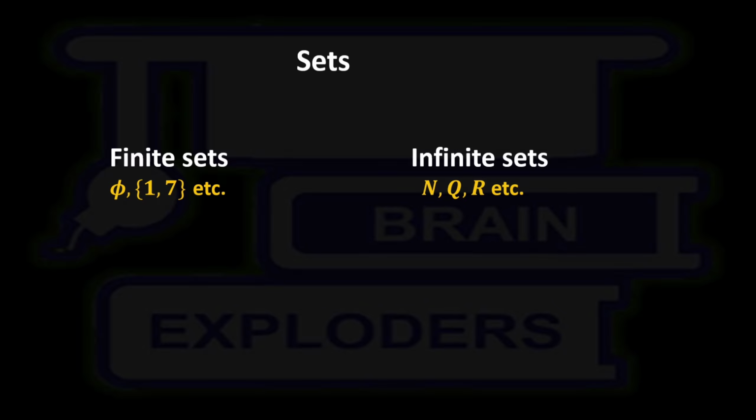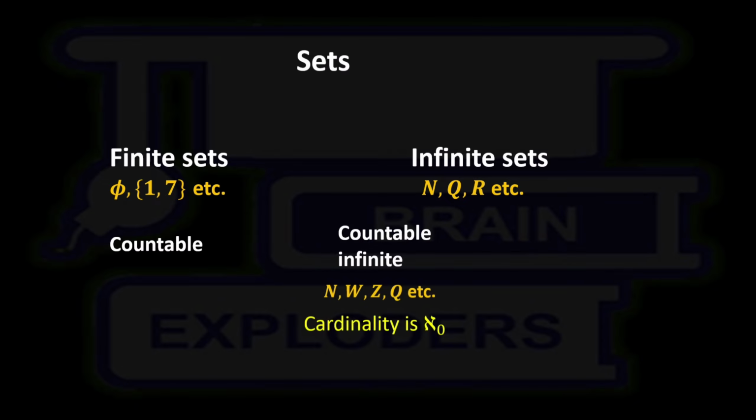Now, there are two other types of sets, called countable and uncountable. If the cardinality of a set is less than or equal to aleph naught, then the set is countable. Here also we have two types of countable sets, countable finite and countable infinite. Both are countable. Countable infinite sets are like natural numbers, whole numbers, integers, and rational numbers, which are infinite but their cardinality is the same as natural numbers.